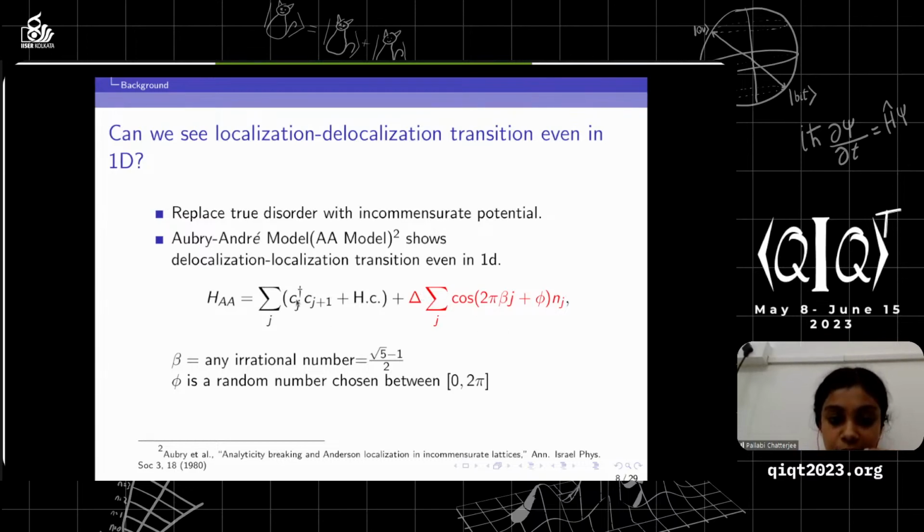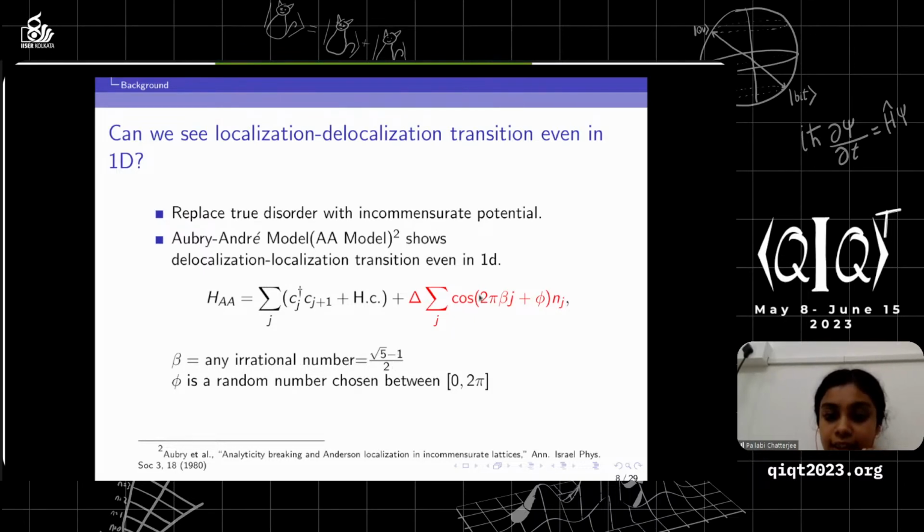Here, the kinetic part of the Hamiltonian is the same, but here we are using a different kind of disorder. Actually, this is not disorder. Here we are using a periodic potential, but the period of the potential is, say, 1 by beta, and if the lattice period is a, then the ratio of these two periods has to be an irrational number, which is guaranteed by taking beta as an irrational number, (√5 minus 1) by 2.